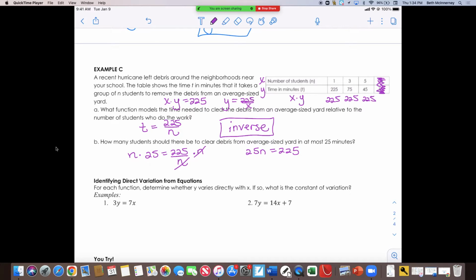If you have a calculator, which I see most of you do, that's lovely. We're going to divide both sides by 25, and n is what? 9. What did we find? Good job. And so when you have a word problem, we want to include the units, okay? When you have a word problem, it's appropriate to include your units.